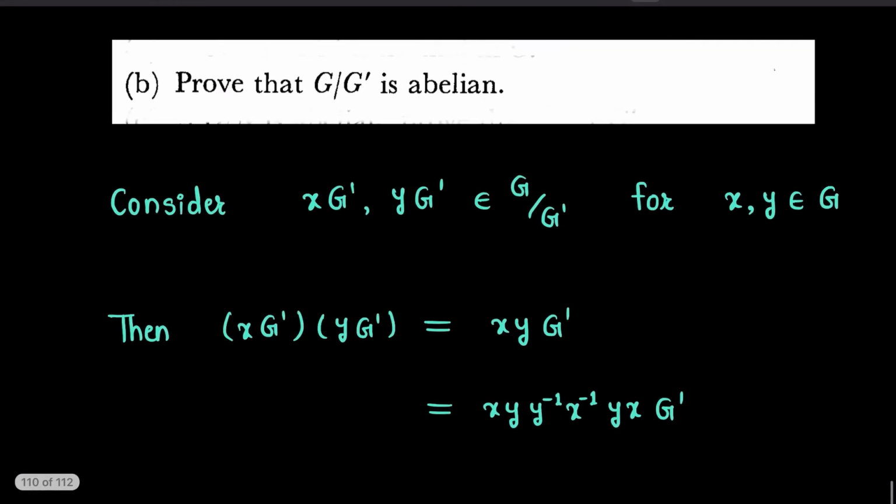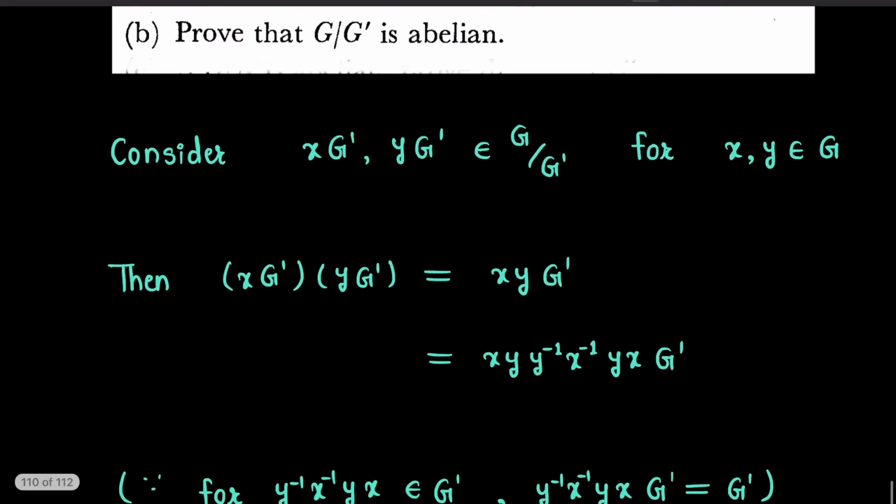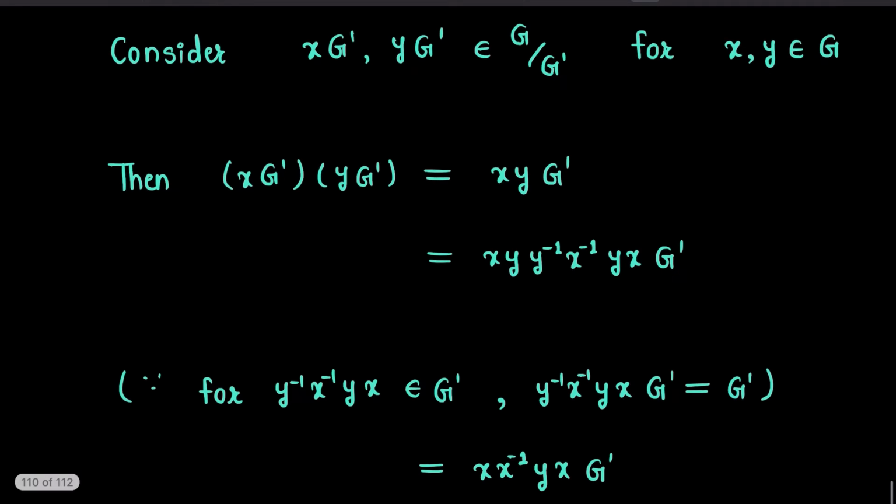Now part B is, here we have to prove that the quotient group G over G' is abelian. So consider any two cosets xG', yG' in the quotient group G/G' for any elements x, y in group G. Then the product of these cosets xG', yG' is equal to xyG'. This follows from the product of cosets in a quotient group.